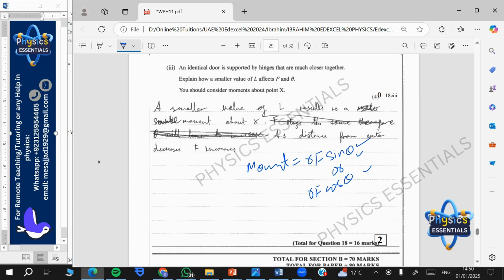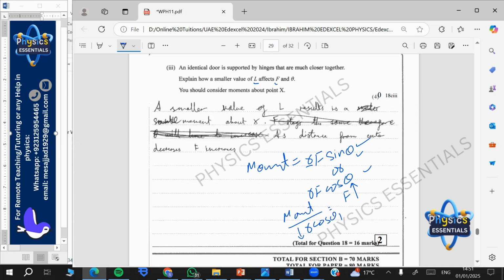So they are saying smaller value of L affects F and theta. L means this moment arm R, and you need to check that moment is actually equal to R and cos theta, because they're saying bring cos theta down. So now if it is increasing, it should be decreasing, right? So when R is decreasing, F is increasing, number one. And number two, when theta is increasing, cos theta is decreasing, because cos 0 is 1, cos 30 is 0.86, cos 60 is 0.5, and cos 90 is 0, right? So it means when your theta is increasing, your cos theta is decreasing. And when your cos theta is decreasing, your force should be increasing as well.